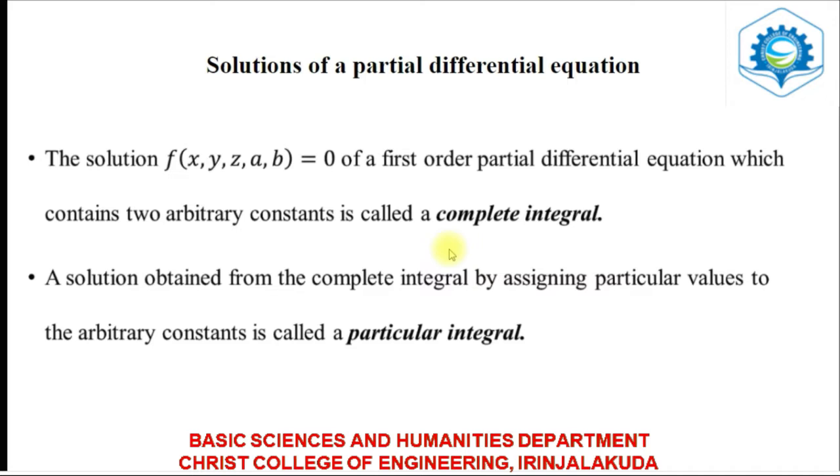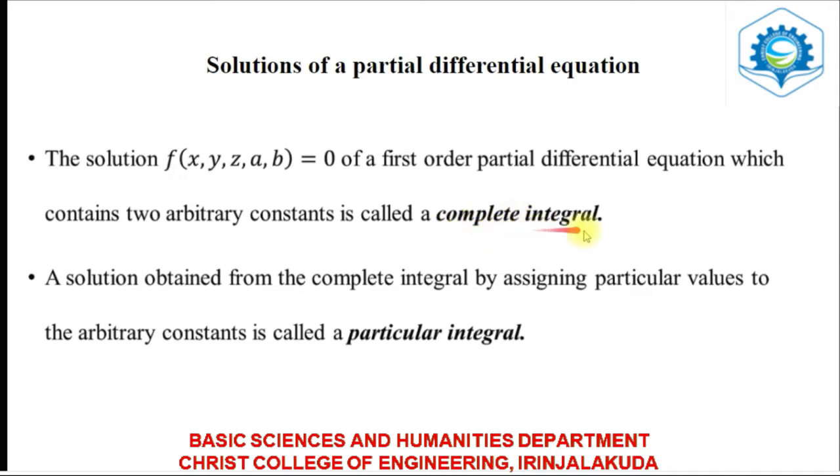How can we define a solution? A solution of a differential equation is called an integral. There is no surprise in calling the solution of a partial differential equation an integral, because to solve a partial differential equation we are actually using the method of integration. Somehow it is integral, so that is why it is called integral. There are two types of solution, and we will discuss mainly these two types.